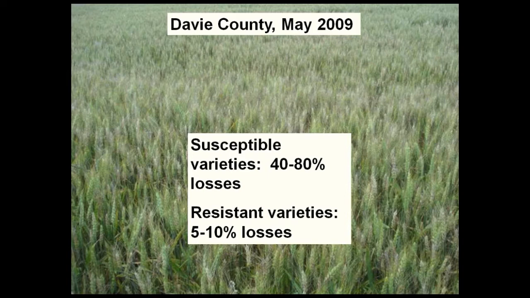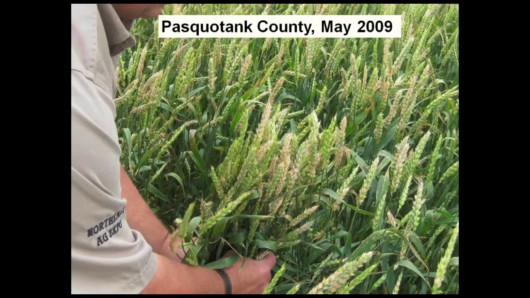Susceptible varieties in Davie County lost 40 to 80% of their yield, while right next door in a different field, a resistant variety was only down 5 to 10% in yield. So that gives you a clue that resistance of varieties is one of our biggest defense measures against scab. Same year, Pasquotank County, so you can see we've got widely different parts of the state that were hit that year. Very bad scab epidemic, a lot of these bleached out looking heads in that crop.